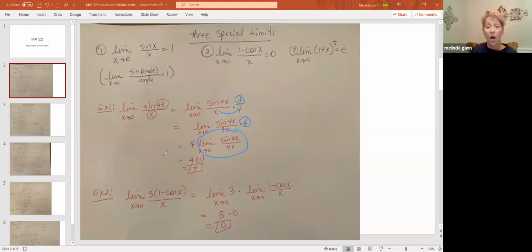Here's what you cannot do. It's a coincidence that if you just take that 4 and pull it out front, you get the same answer. You can't break the sine of an angle into 2 things.